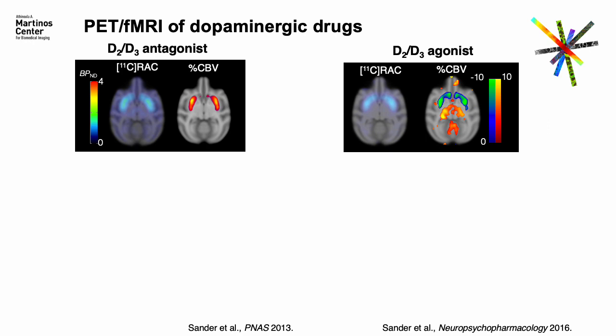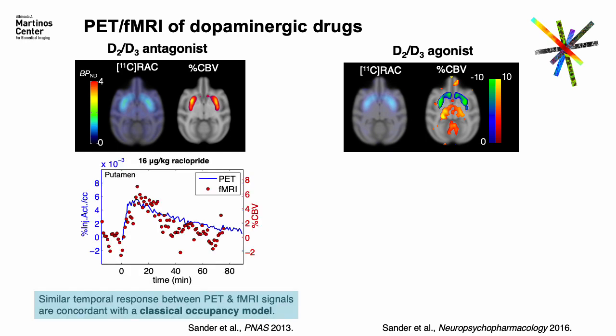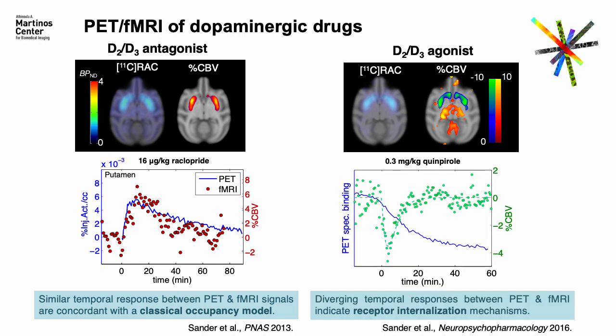But the more interesting piece of this data is the dynamics. We find that with the antagonist, there are similar temporal responses between PET and fMRI signals, which are concordant with a classical occupancy model, whereas we find diverging temporal responses between PET and fMRI that indicate receptor internalization mechanisms.